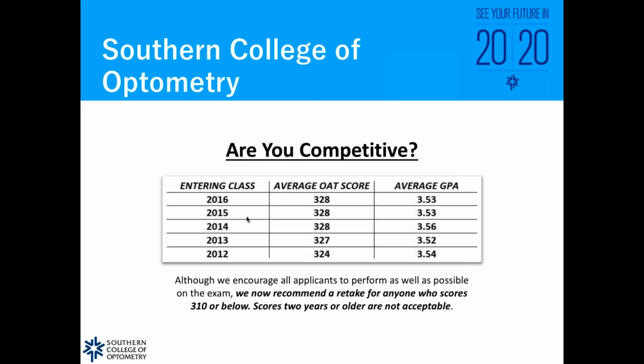As I said before, a 300 is the lowest we will accept. You can be admitted to SCO with a 300. You may not be interviewed until later down the cycle with that score. So normally a 300 or a 310, it's definitely a good idea to retake the test. But a 320 or higher is going to put you in that safe range generally.